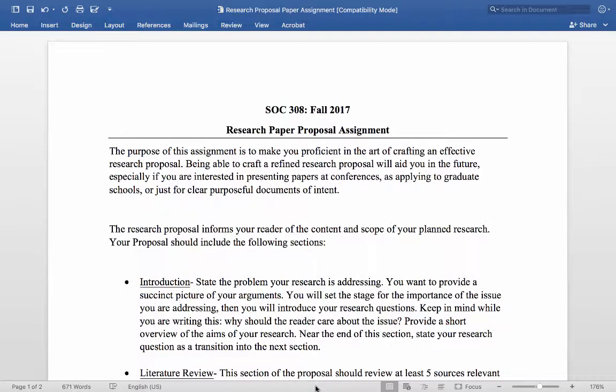And at the end of the section, you're going to specifically introduce your research question, right? You're going to state it as a transition into the next section. So you're basically going to set up what the overall issue is, and then state your question. What is it that you're trying to look at in your research?